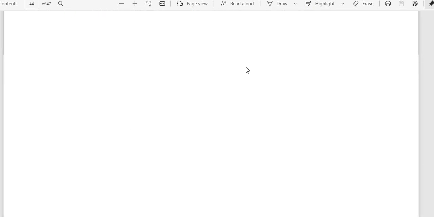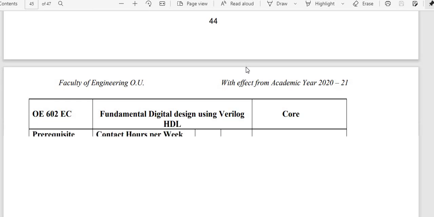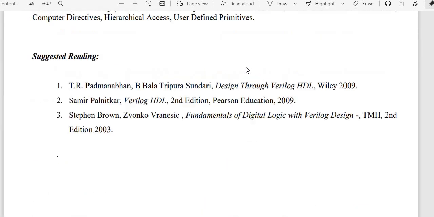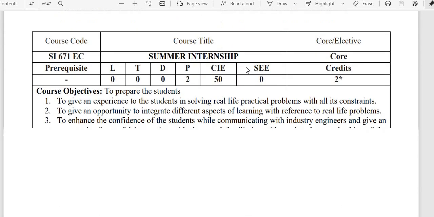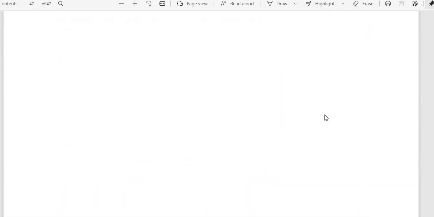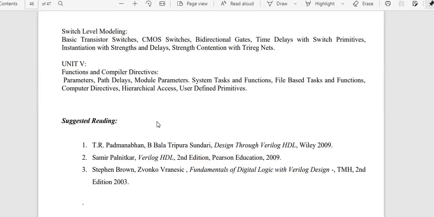Before proceeding, I just want to show you the syllabus: what we have covered till now and what is left out to be covered. Those topics we are going to see now in today's session. Let's see what else is there to be covered in our syllabus, then we can proceed ahead with our concepts. Let us go ahead with the syllabus part.